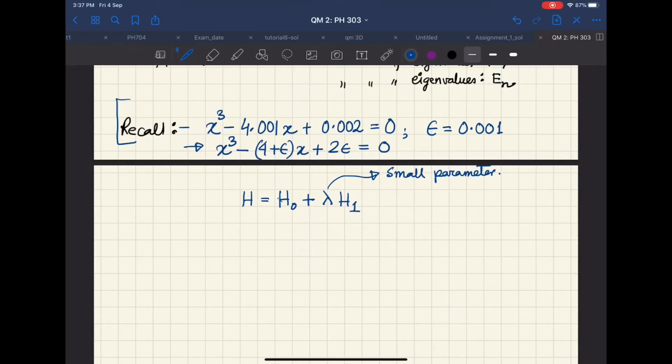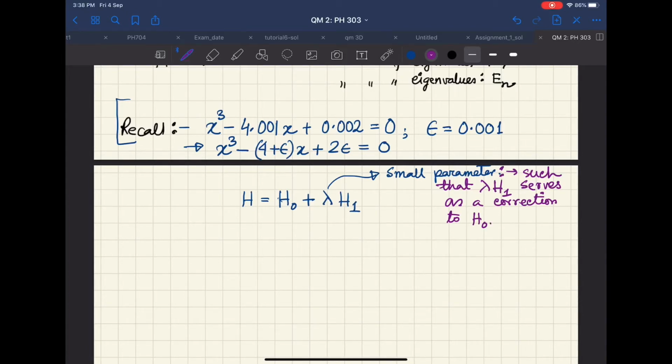So it is sufficiently small such that this lambda H1 serves as a correction to H0. So it's very small.